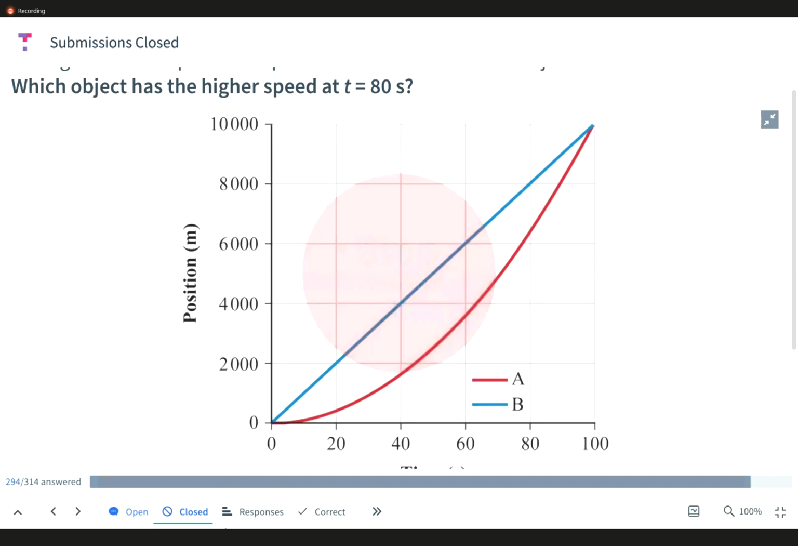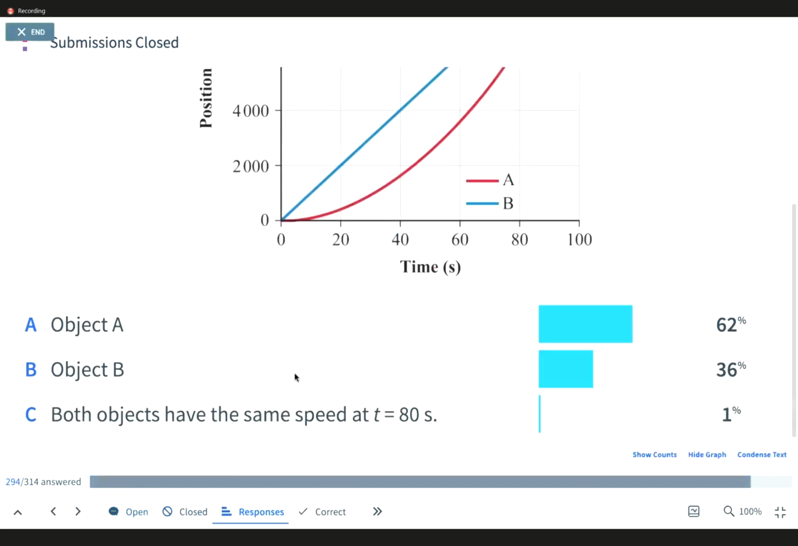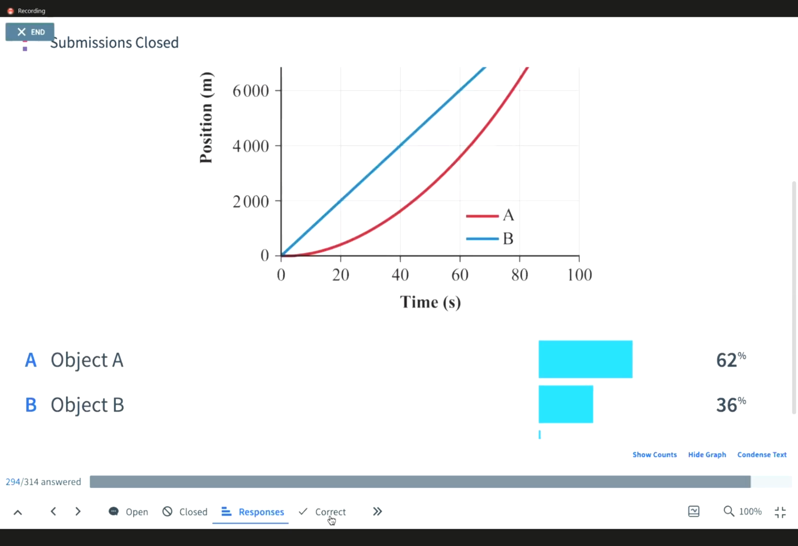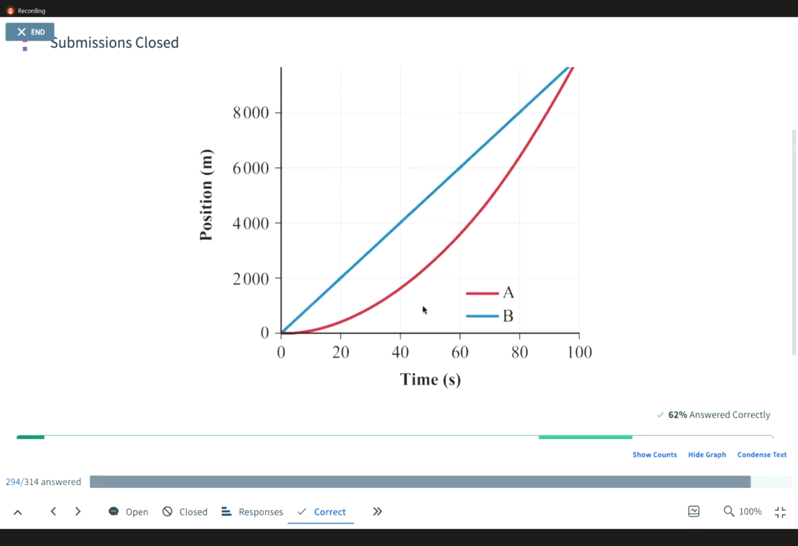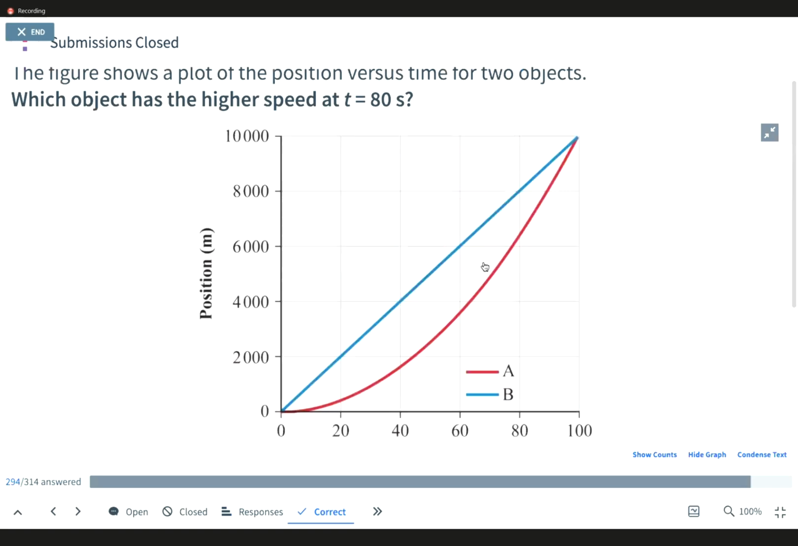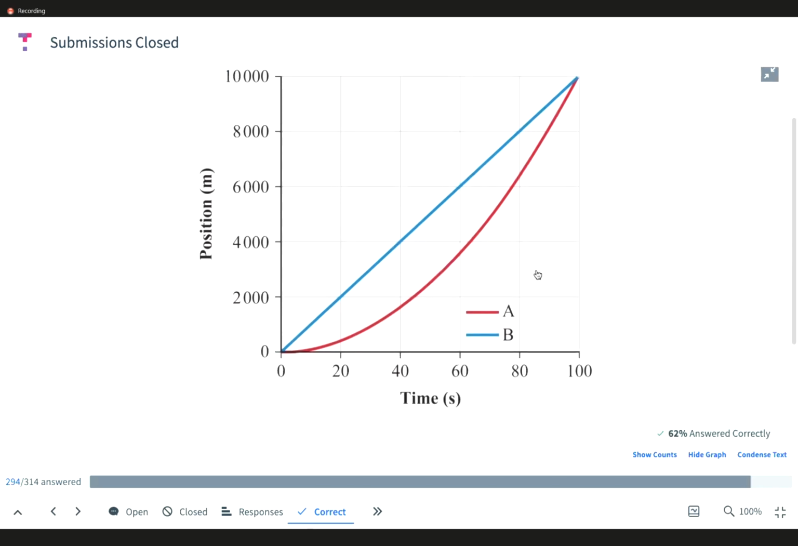Right, everything is closed. Most people are saying object A, but it's about a 2/3, 1/3 split, and the answer is object A. The reason is because we have a position versus time graph, and to determine the speed / velocity, we need to look at the derivative of the curve. And we see that object A has a larger derivative, in other words, a larger slope than object B, so that's why object A has a higher speed.